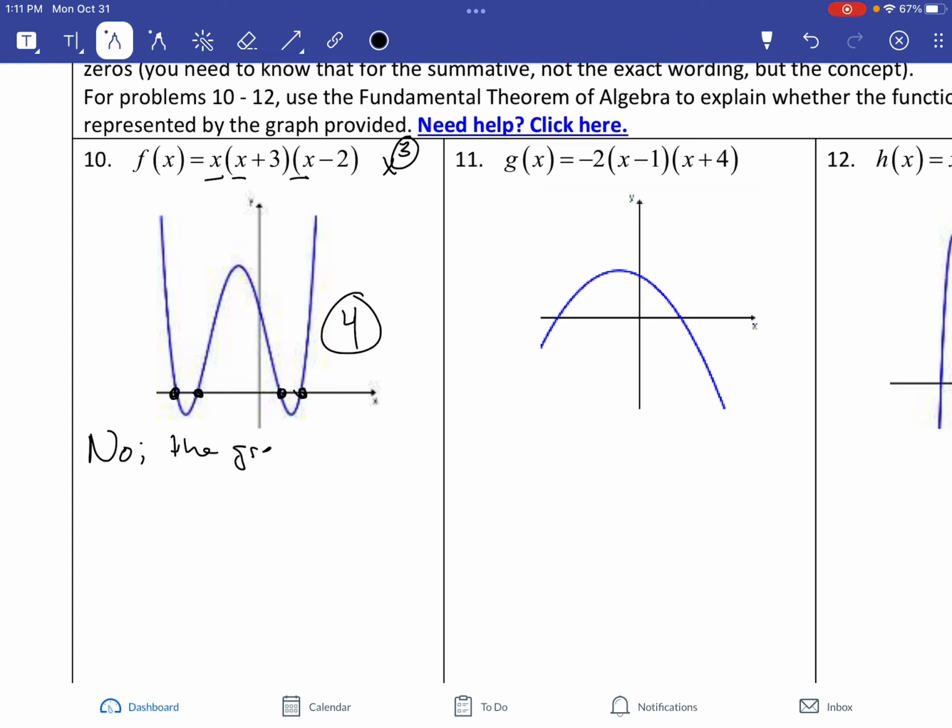The graph has more x-intercepts than the equation has degrees.